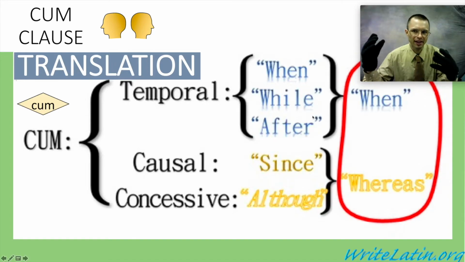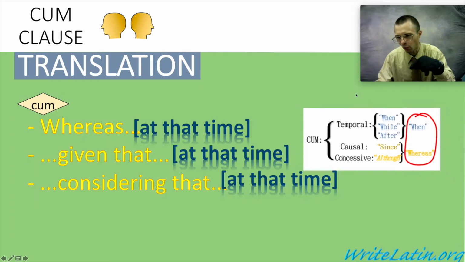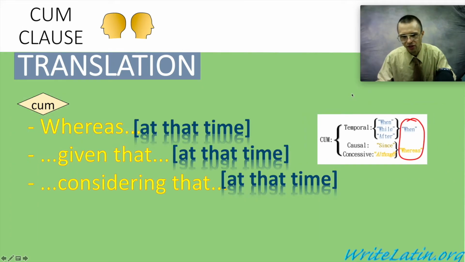But the problem is that this is subjunctive, so it's relative to the time of the main verb. So it doesn't always actually mean now. It really means when at that point in time, whenever the main verb was. So this is the most essential meaning of cum that I want you to learn. Whereas at that time, and or given that at that time.